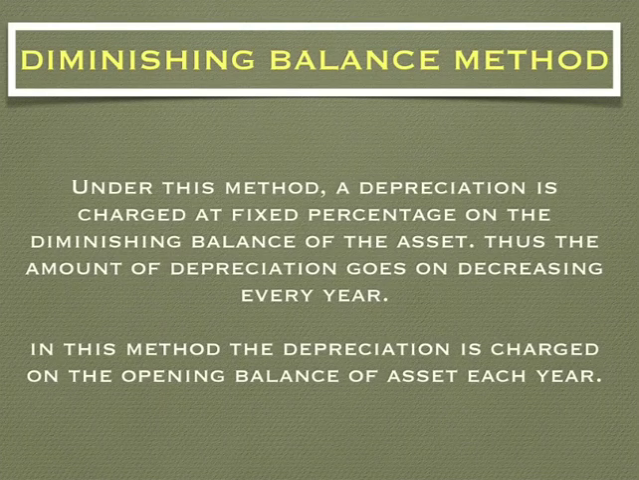Let us proceed to another method of depreciation, that is diminishing balance method. Diminishing balance method is a method in which depreciation is charged at a fixed percentage on the diminishing balance of the asset. Thus, the amount of depreciation goes on decreasing every year. In short, we can say that in this method, the depreciation is charged on the opening balance of the asset every year.